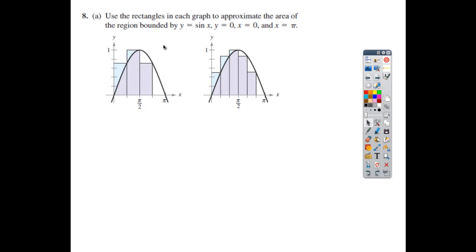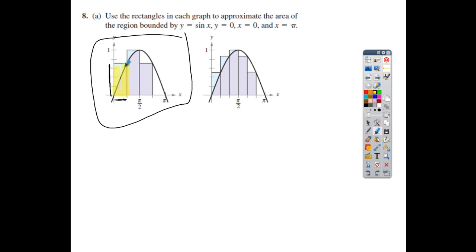All right, this is number 8. We're going to be using the rectangles under sine of x, so right here, this one to start. And we're going to estimate the area under the curve. Using rectangles, the area is base times height. So our base is going to be this distance, and our height will be this distance of the first rectangle right here.